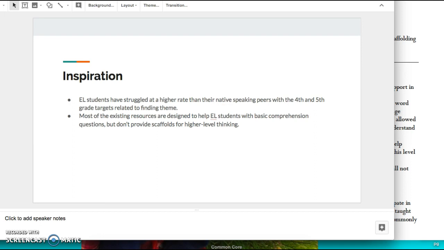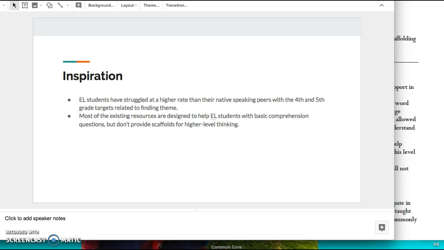But since I am an EL teacher, the focus really here is on the language acquisition that the students will need to find theme. What I also noticed is that while there are strategies that are pretty quick and easy to pass on to classroom teachers to help them with comprehension or main idea and details, there aren't a lot of scaffolds or pre-made materials that teachers can just use in their classroom.